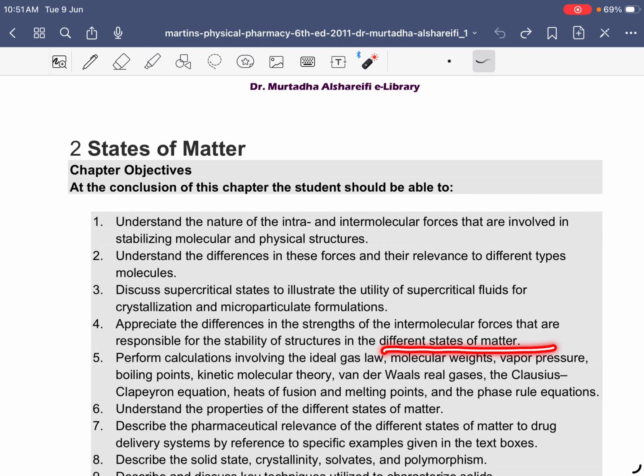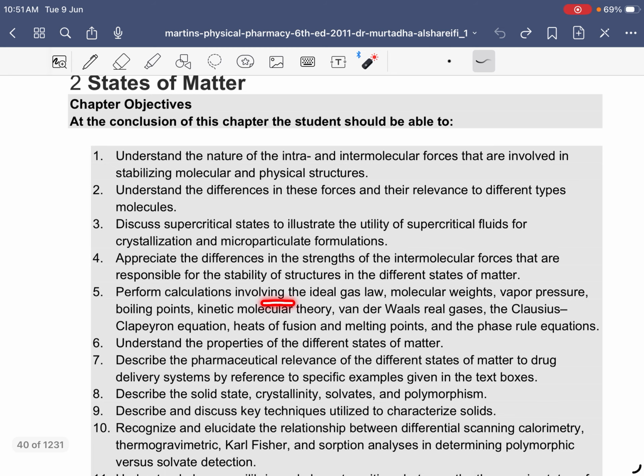in different states of matter, perform calculations involving the ideal gas laws, molecular weight, vapor pressure, boiling point, kinetic molecular theory, van der Waals real gases, and Clausius-Clapeyron equation, heat of fusion and melting points, and the phase rule equation. Understand the properties of the different states of matter. Describe the pharmaceutical relevance of the different states of matter to drug delivery systems by reference to the specific examples given in the text box.